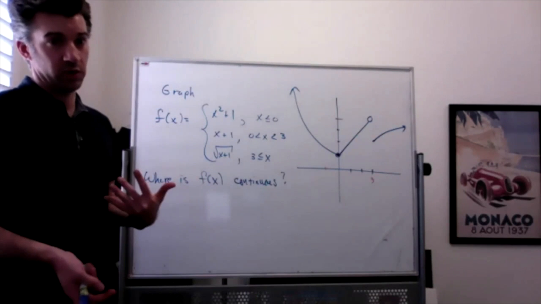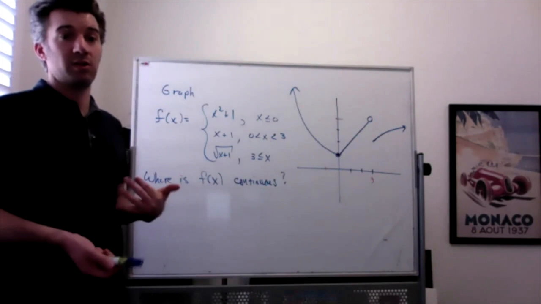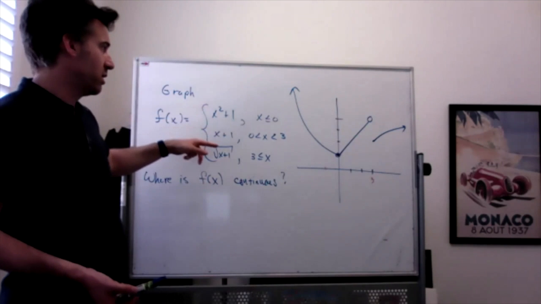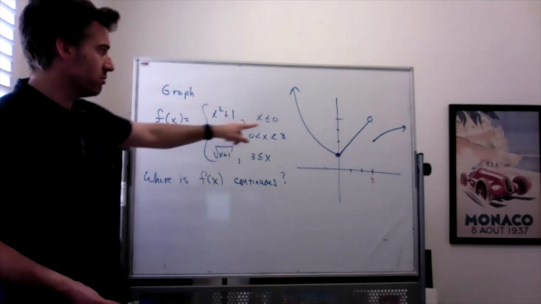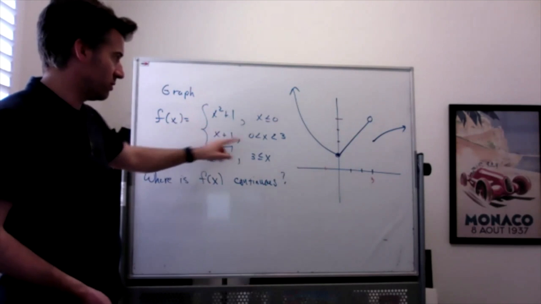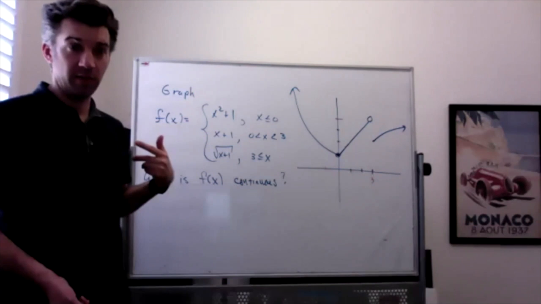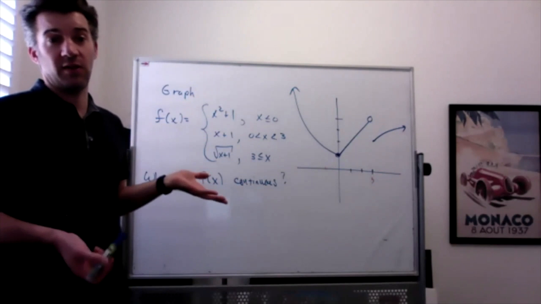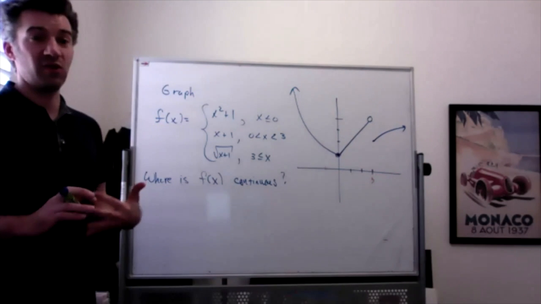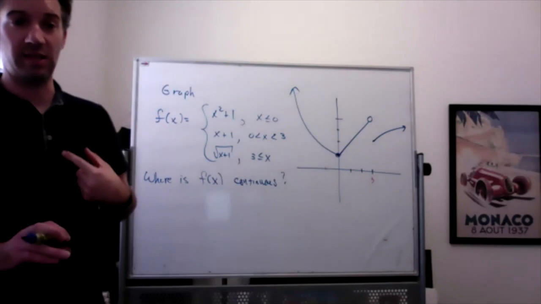So typically, in a piecewise function, the places where we're most concerned about the possibility of being discontinuous are the changeovers. When you change from this function to this function, at x equals 0, and when you change from this function to this function, at x equals 3. And so we're going to see if they're continuous in the usual way. I should say, we're going to see if this function is continuous at those points in the usual way.